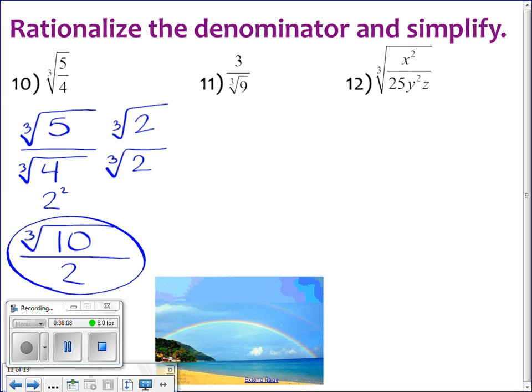Okay, number 11. Can I simplify first? Can I do the 3 and the 9? Can I simplify that? No, one's under radical, one's not. I can't touch that. Can I write 9 as something smaller? That's really 3 squared. So how many 3's am I missing then? I'm just missing one more 3. So the cubed root of 3, we have to multiply top and bottom by the same thing.